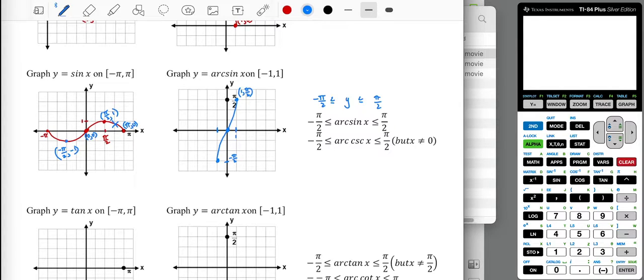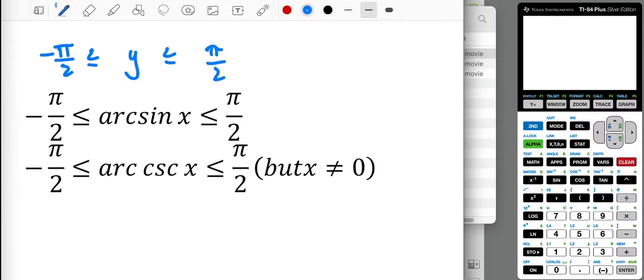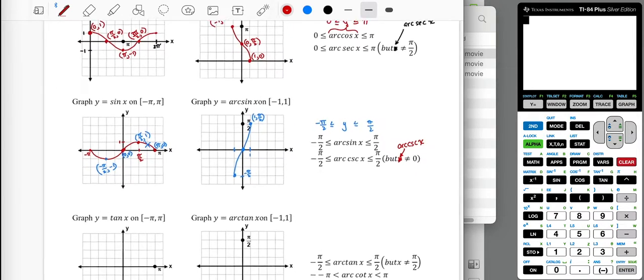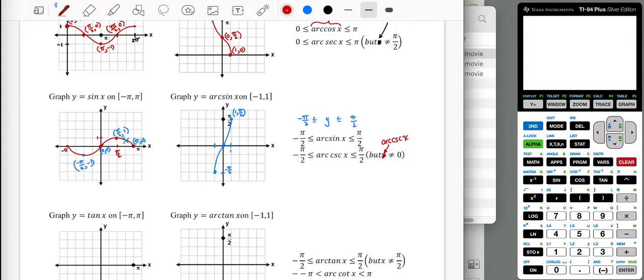Since cosecant goes hand in hand with sine, we can assume the same restrictions, right? But we could also assume the same typo. So this should be arc cosecant of x cannot be equal to 0. And you could already see the same typo for the last piece.